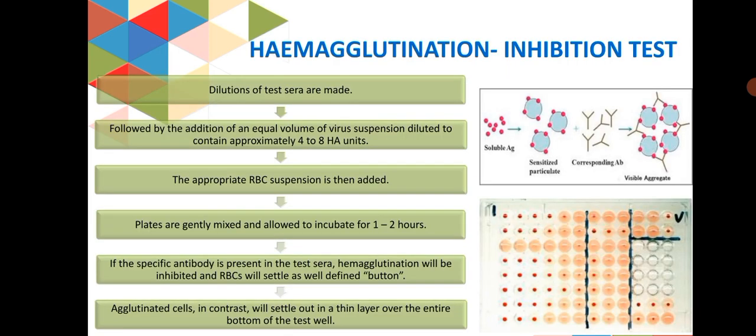The test involves dilution of test sera followed by the addition of an equal volume of virus suspension diluted to contain approximately 4 to 8 HA units. The appropriate RBC suspension is then added. Plates are gently mixed and allowed to incubate for 1 to 2 hours. If the specific antibody is present in the test sera, hemagglutination will be inhibited and RBCs will settle as a well-defined pattern. Agglutinated cells, in contrast, will settle out in a thin layer over the entire bottom of the test well.